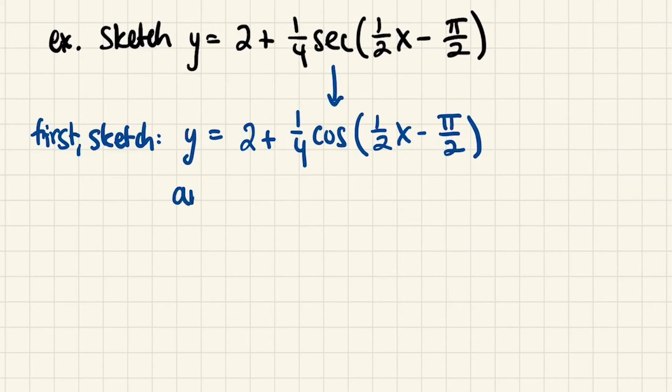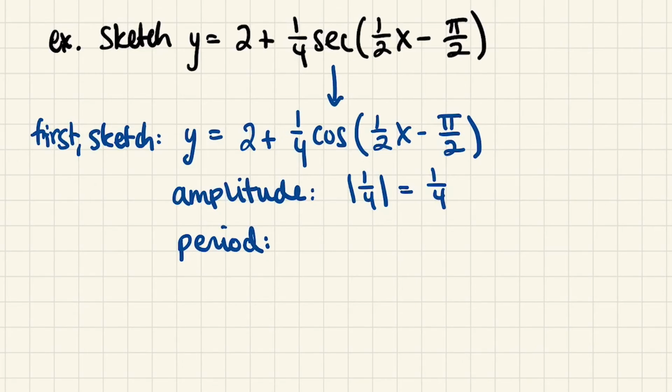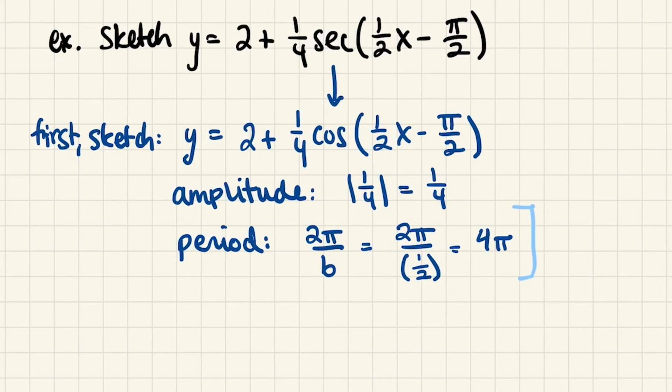So again, we'll extract the bits of information that are going to be helpful to us. So the amplitude here is the absolute value of the coefficient of the cosine function, which is 1/4. The period is 2 pi divided by b, which is the coefficient of x. So that'll be 2 pi divided by 1/2, which is 4 pi. This also gives us a step value of the period divided by 4, which evaluates to pi.